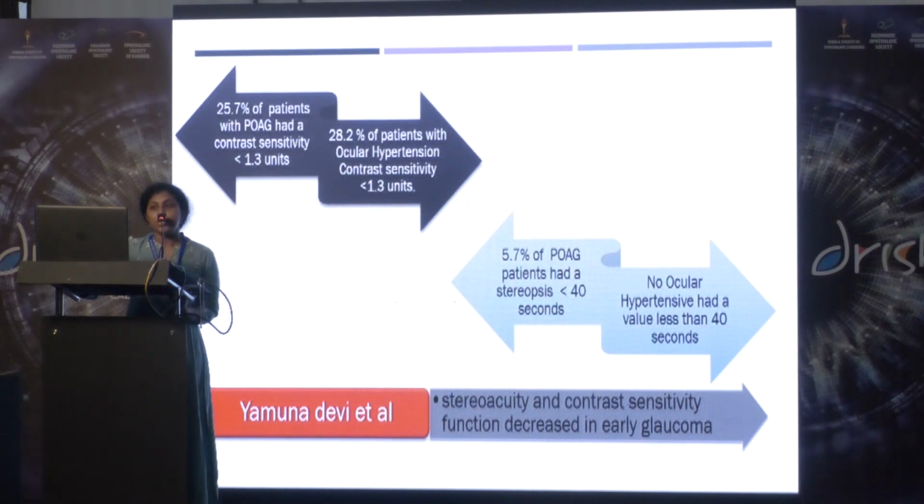In my study, 25.7% of patients with POAG had a contrast sensitivity of less than 1.3 units and 28.2% of ocular hypertensives had a contrast sensitivity less than 1.3 units. 5.7% of POAG patients had stereopsis less than 40 seconds and no ocular hypertensive had a value less than 40 seconds.